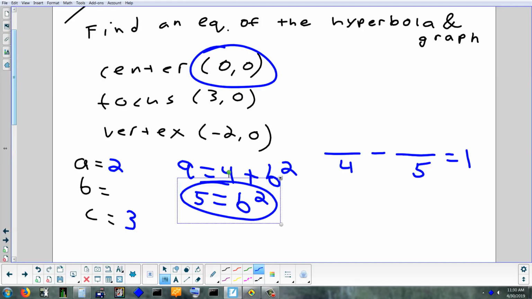Graph the focus and the vertex. See how they line up. There's a focus. There's also another focus at -3, 0, but you don't need it. There's a vertex. How do those points line up?